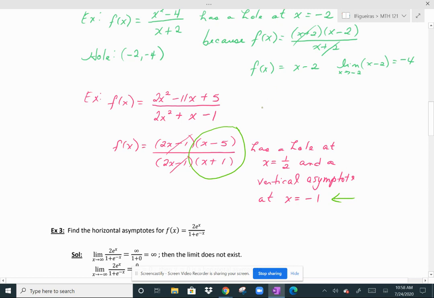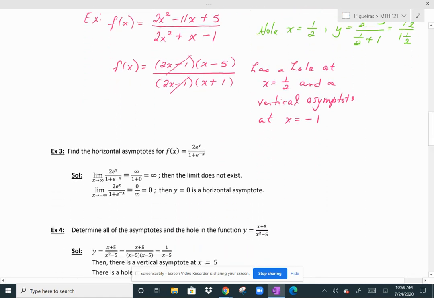So you have a hole at x equal to 1/2, but your y would be 1/2 minus 5 over 1/2 plus 1. So this is negative 4.5 over 1.5, which you would then simplify, and that would give you your y value.